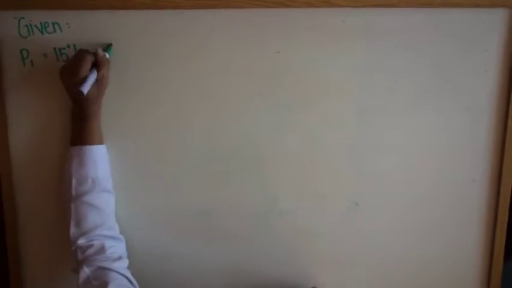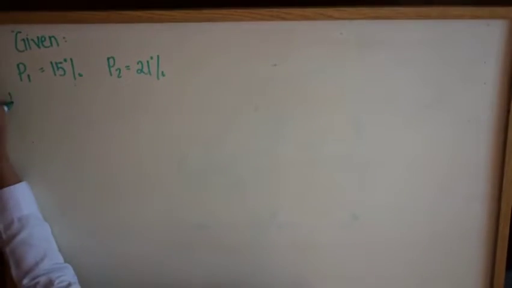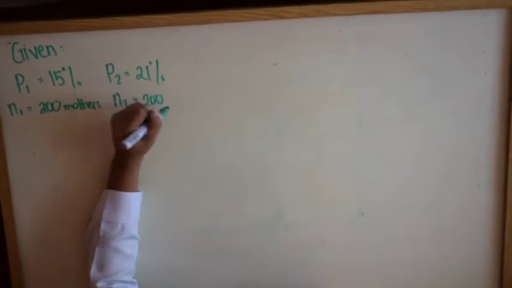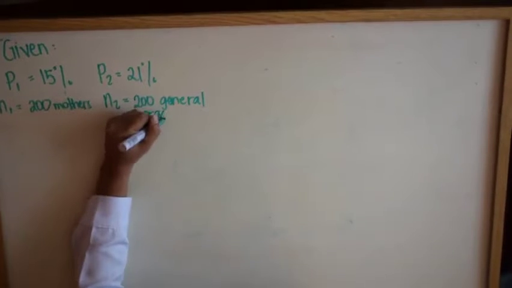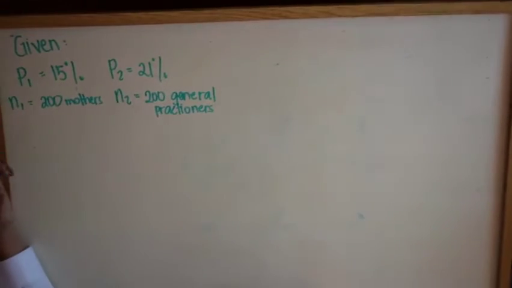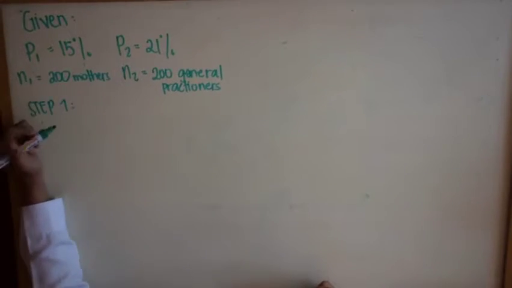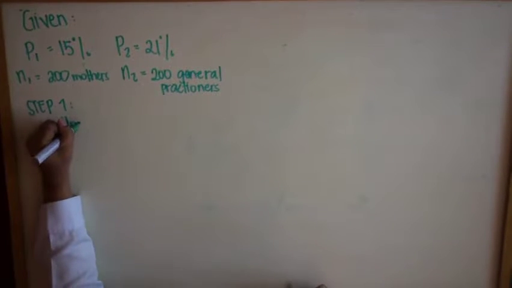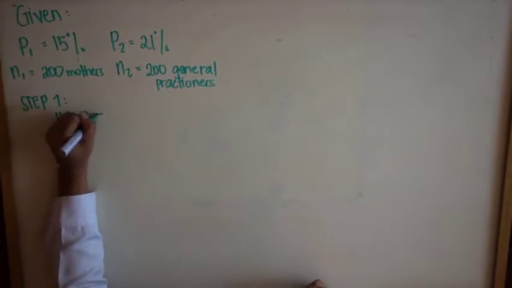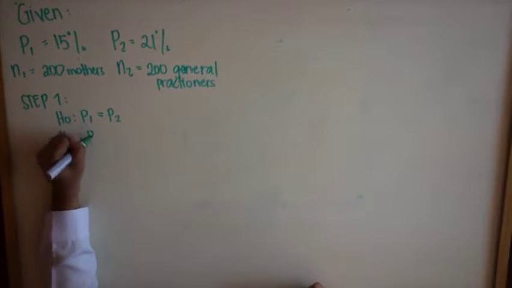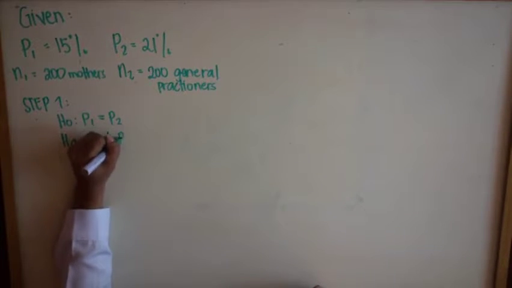In this problem, we have the given P1 equals 15% and P2 equals 21%. Sample size 1 is equal to 200 mothers. Sample size 2 is equal to 200 general practitioners. For step 1, we take the H0: P1 is equal to P2, and HA: P1 is not equal to P2.